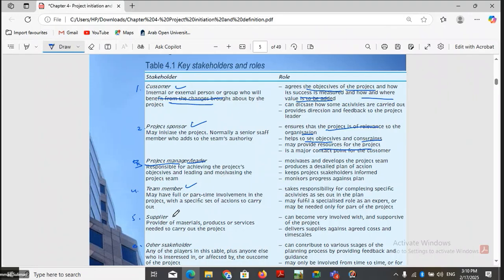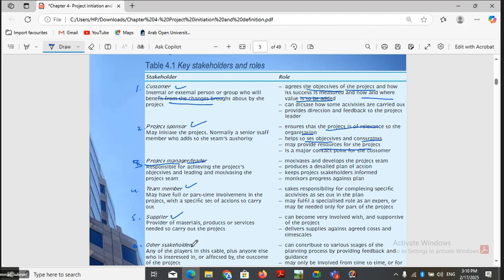Then we have suppliers. Suppliers are those who provide some materials, some services to carry out the projects, like supplying the technologies, supplying the offices, supplying the other materials, for example. So they can be supportive to the project, and they deliver supplies to the project.